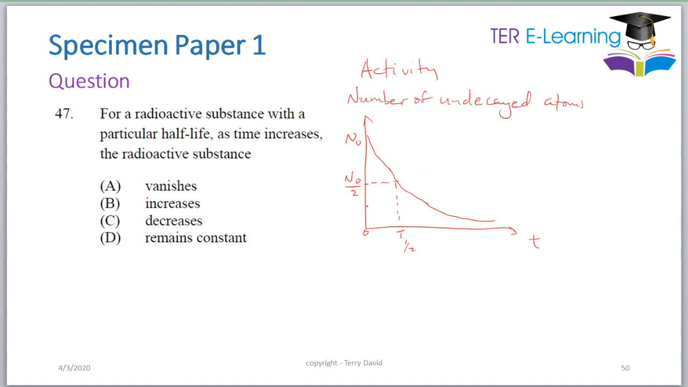When we decrease by half of that, which will now be n0 over 4, a quarter, then we have another half-life here. So what is happening is that the radioactive substance decreases. It never vanishes because it will never reach 0. It doesn't increase and it doesn't remain constant. There are some things that you need to know about this graph.